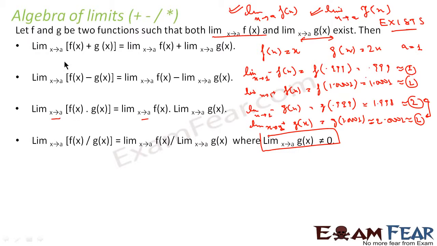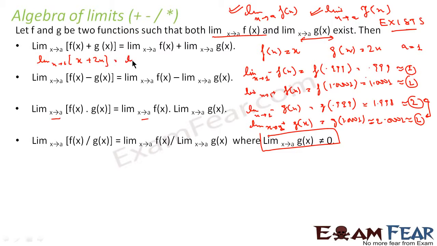Now going by the first equation, the limit of f(x) plus g(x), so the limit as x tends to 1 of f(x) plus g(x), that is x plus, and this is 2x, right? f(x) plus g(x) will be 3x actually.